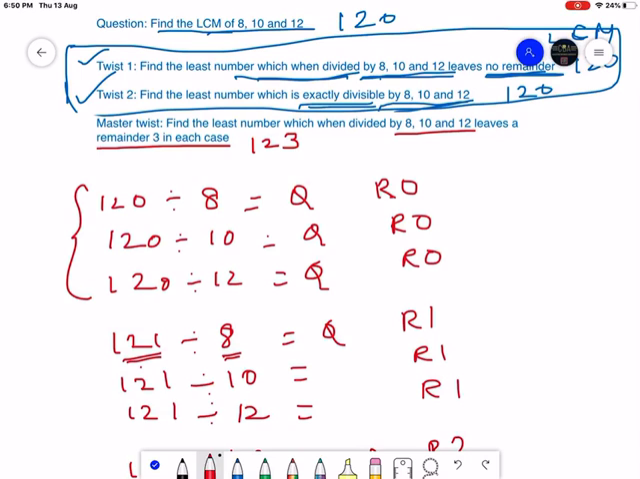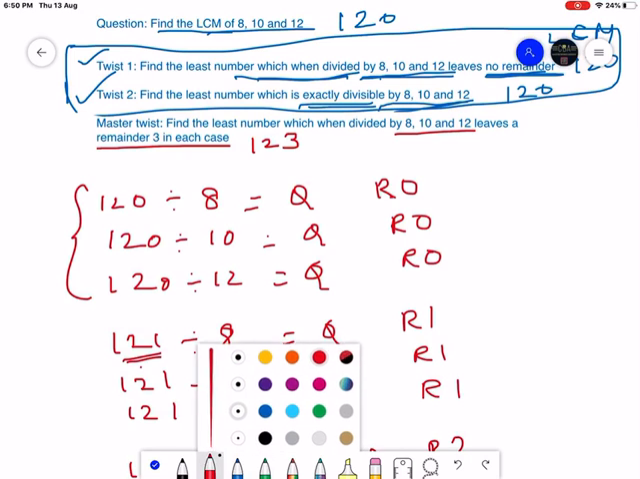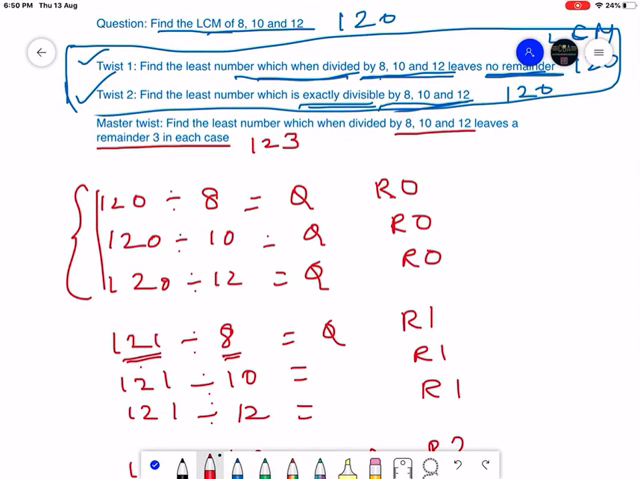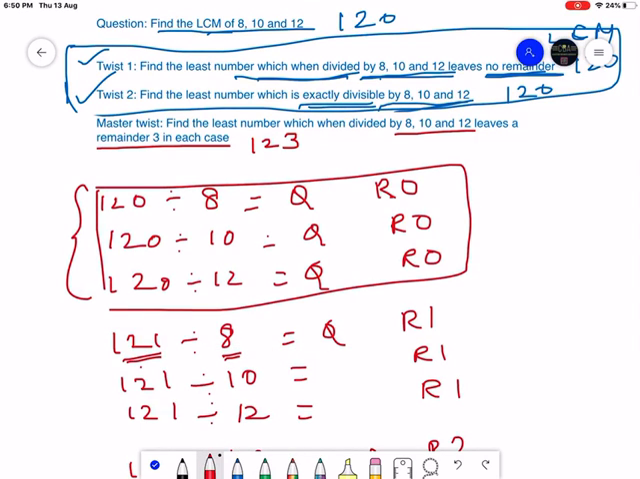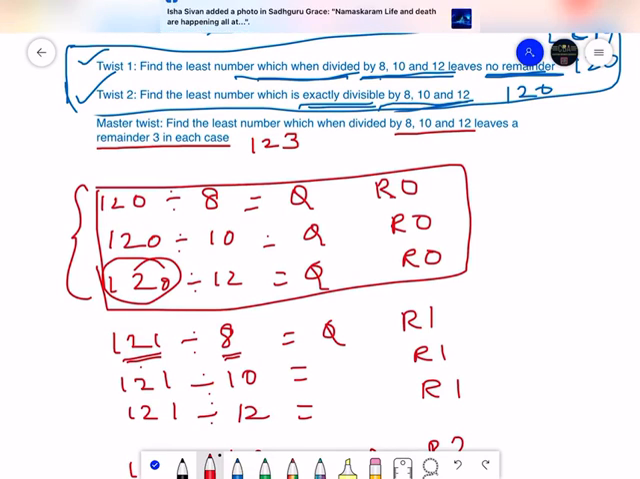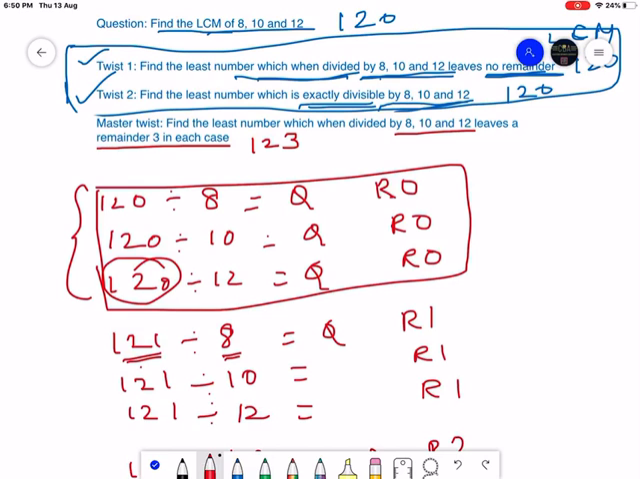123? Yes. So 123 when you divide it by 8, you get remainder as 3. 123 when you divide by 10, you get remainder as 3. 123 when you divide by 12, you get the remainder as 3. Why? Why is it so? Again, look back at this. This is what is our basis. Now, where did we get this 120 from? 120 was the LCM of, isn't it? 120 is the LCM of 8, 10 and 12. 8, 10 and 12 are the given numbers here also.